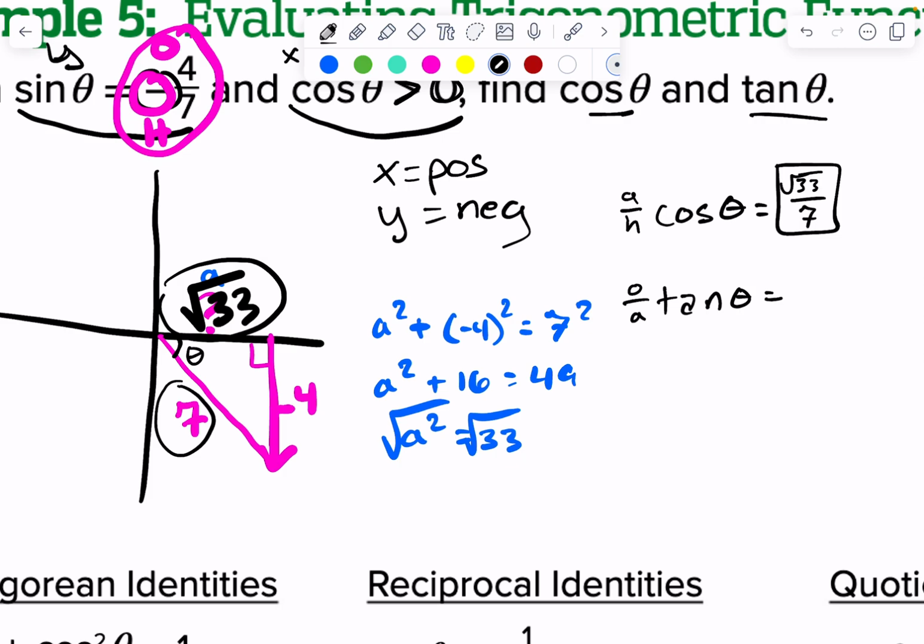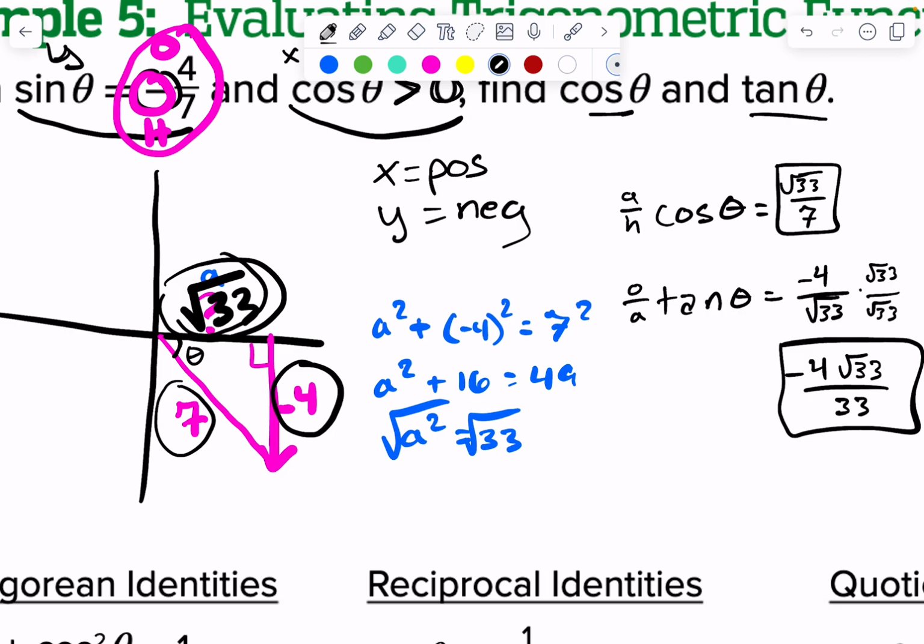But then we have tangent, which is opposite over adjacent, and he is negative 4 over the square root of 33. But then if I rationalize and I take him times the square root of 33 over the square root of 33, and some of you guys do that in your head, and that is totally awesome. But that's what he will be: negative 4 square roots of 33 over 33. Okay, that is what he is.